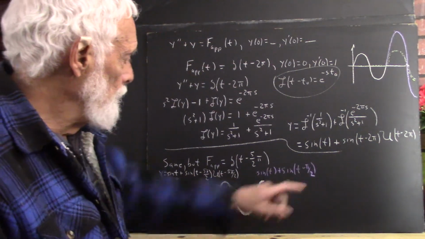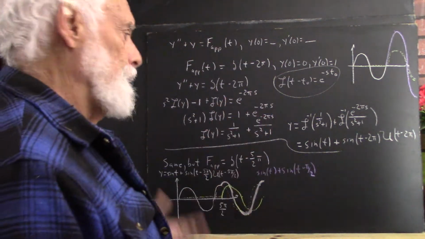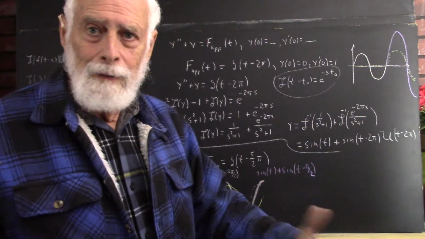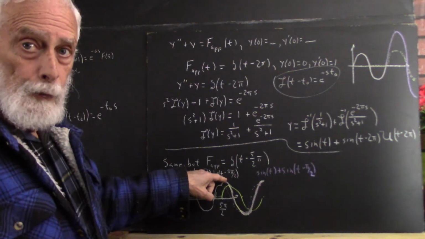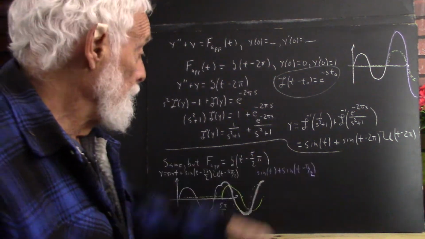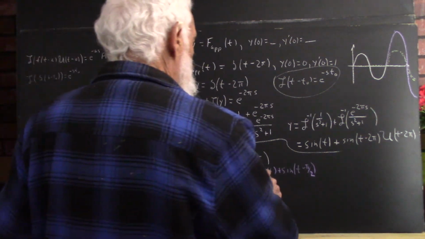Why pi over 2 when I had 5 pi over 2 here? Because of the periodicity. The sine function has a period of 2 pi, so I can add or subtract any multiple of 2 pi to the phase and I still get the same thing. Okay, so the purple phase of the curve follows this.